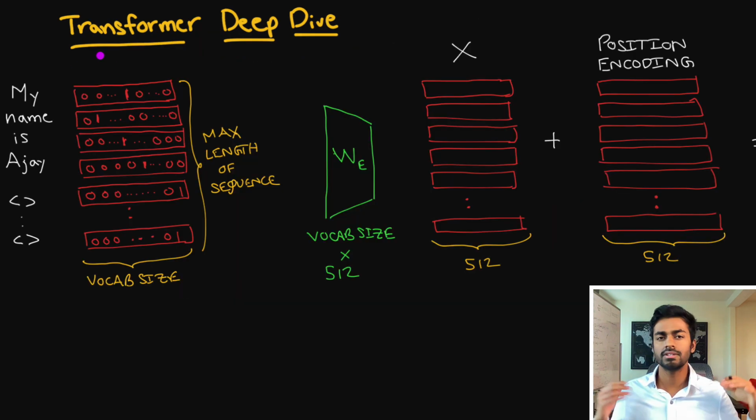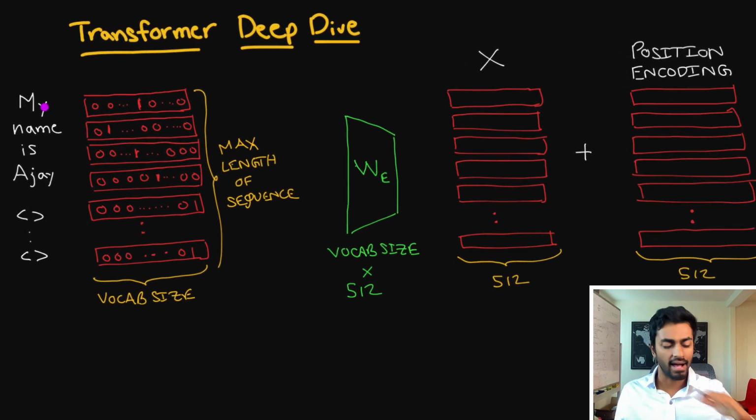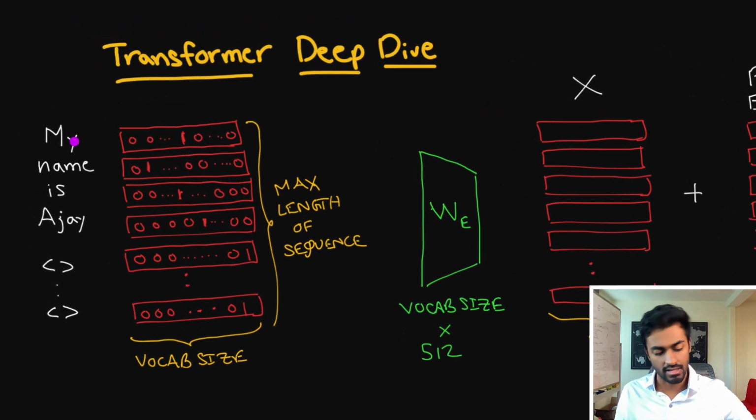Let's walk through exactly how the initial part of the transformer neural network architecture works, so that it motivates positional encodings better. First we have the sentence that we want to input in English, that is, "My name is Ajay." Typically, the way that transformers and all these machine learning models work is that they understand numbers, they understand vectors, but they don't understand English words.